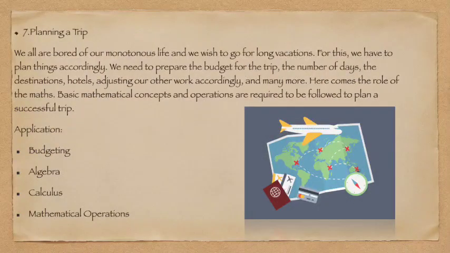Number 7. Planning a trip. We all are bored of our monotonous life and we wish to go for long vacations. For this, we have to prepare things accordingly. We need to prepare the budget for the trip, the number of days, the destinations, hotels, adjusting our other work accordingly, and many more. Here comes the role of maths. Basic mathematical concepts and operations are required to plan a successful trip. Applications: budgeting, algebra, calculus, mathematical operations are the applications of planning a trip.